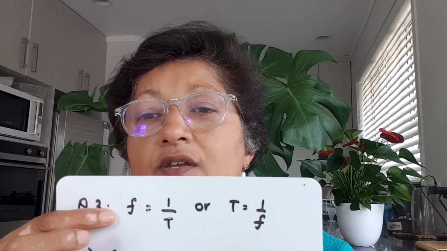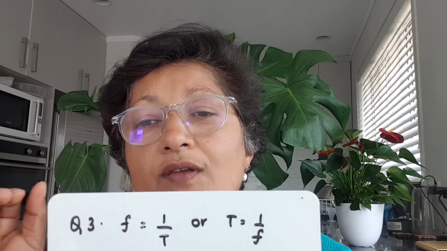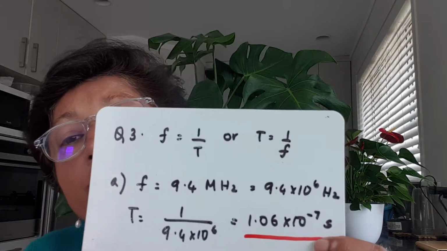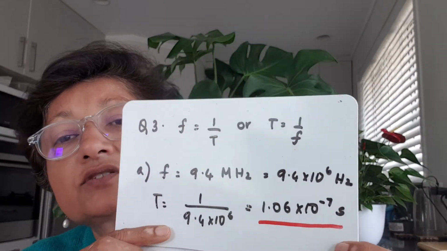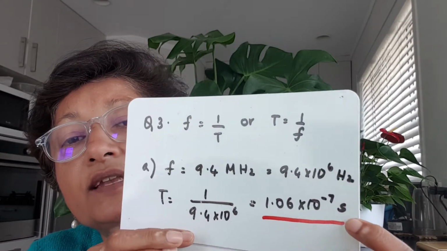Is that okay? And then your last question has to do with the relationship between frequency and period. So the relationship is frequency is 1 over T, period is given as T, how long it takes a wave to pass a point, or T is equal to 1 over f. So question A is you're given f, you've got to calculate T, so you just go T is 1 over f, you just go 1 over that number and you get T.